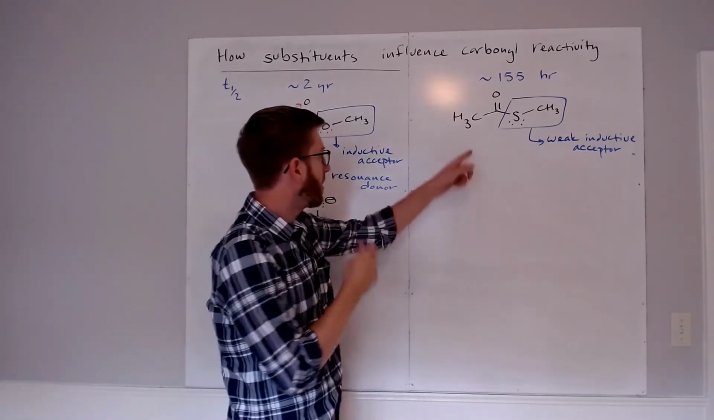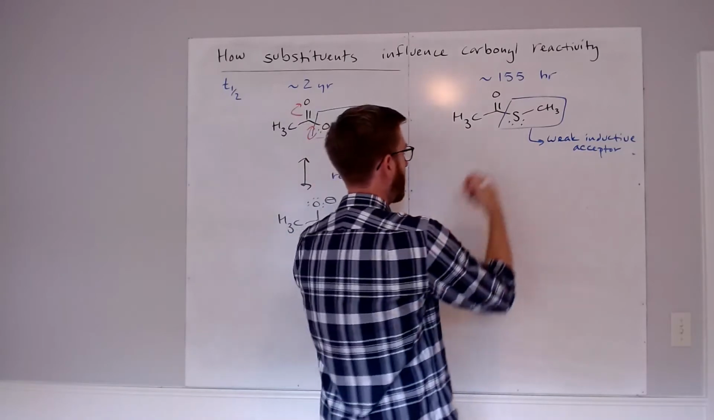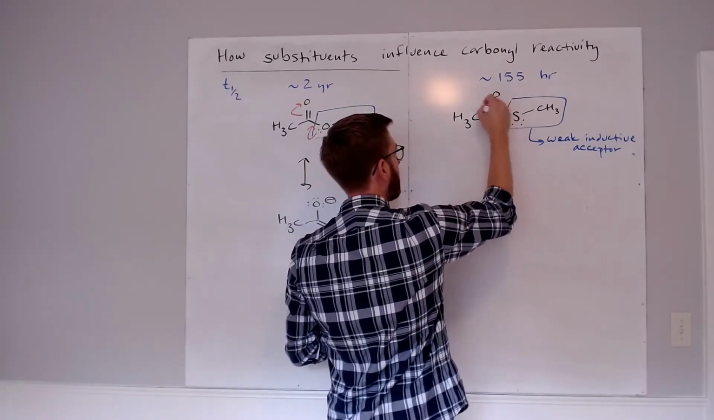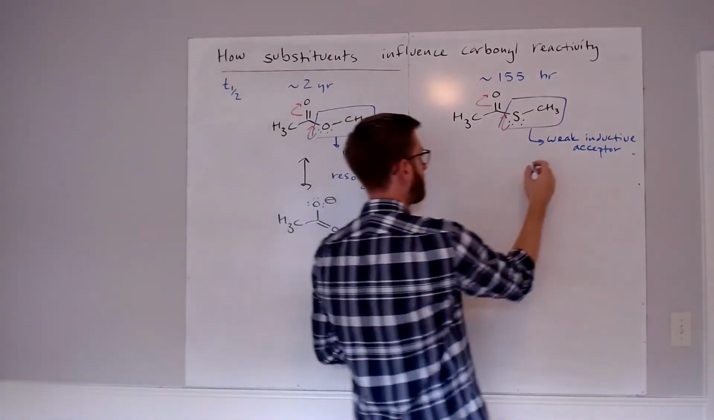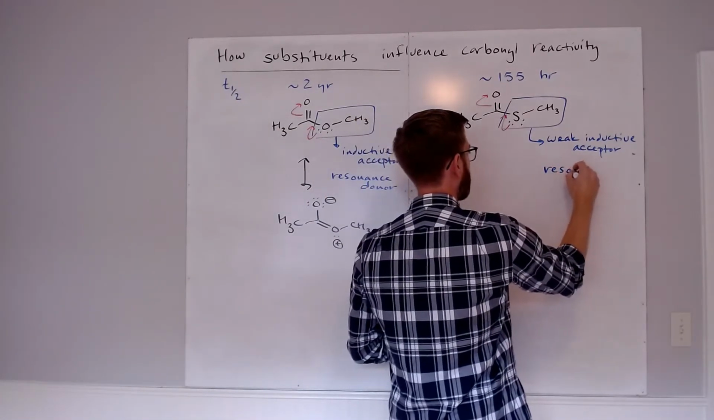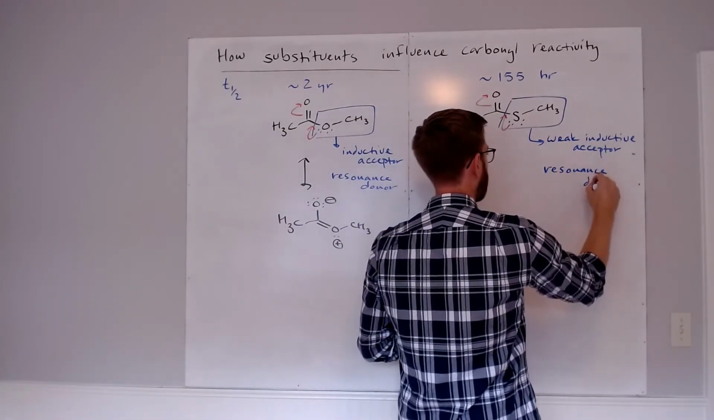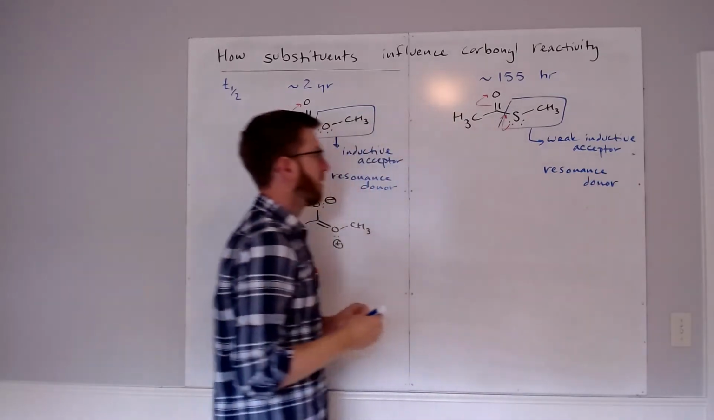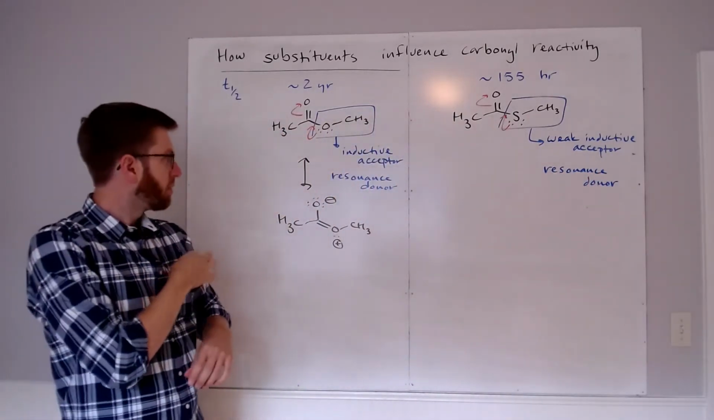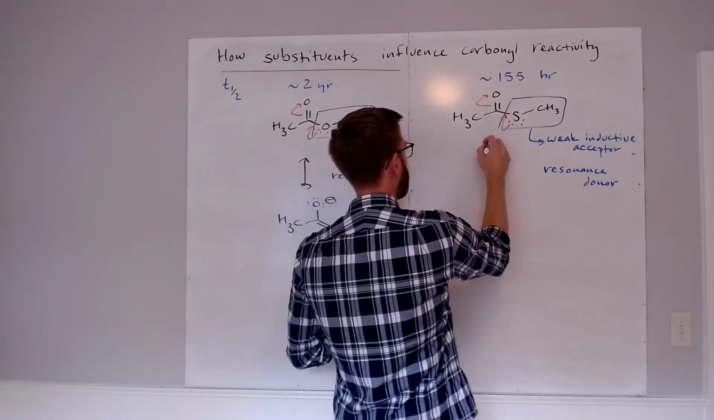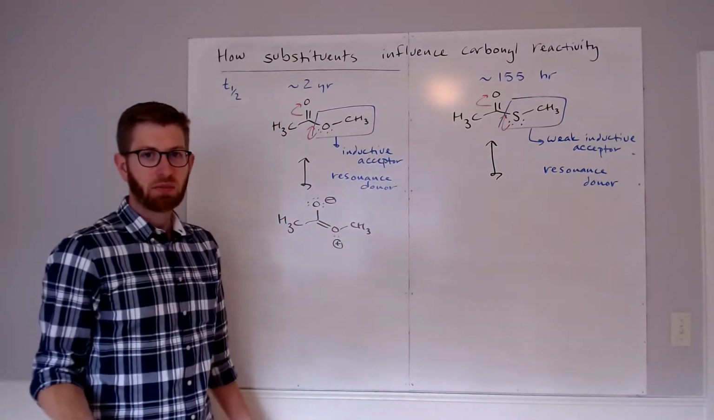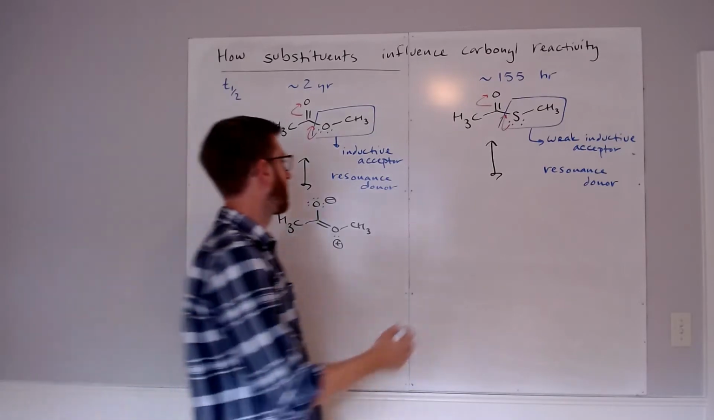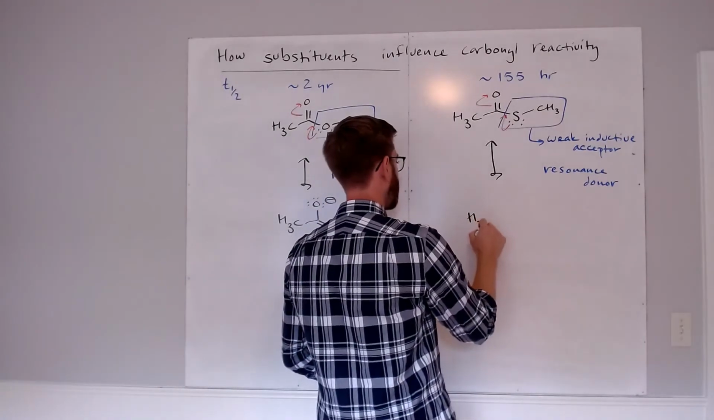We could do the same thing here. Oh, well, the sulfur's got a lone pair, so that looks good. It looks to me like the sulfur is also a resonance donor. Okay, well, that's weird. So far, it looks like the only differences are with induction, which again, doesn't match the data. So I'll draw my resonance structure now.